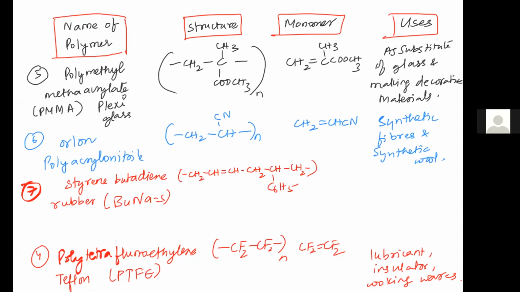C6H5. And the monomers involved, there are two monomers actually. One is H2C double bond CH, CH double bond CH2. The second monomer is HC double bond CH2, C6H5. Because it's a combination. It is used in making automobile tires and footwear.